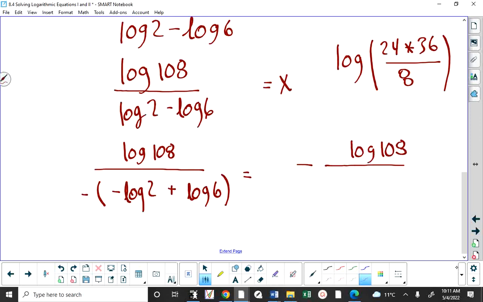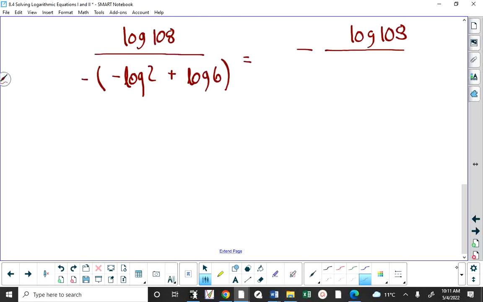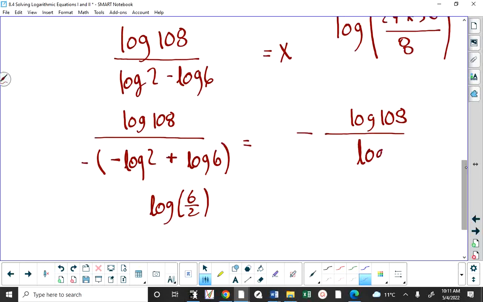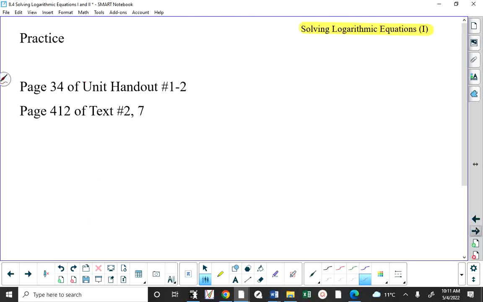And on the bottom I can put these together as a single argument, which would be log of 6 over 2, because this is a positive and this is a negative log, which is log of 3. So there's a very tidy way to write our answer. By the way, you cannot divide 108 by 3. There's no rule for dividing logarithms. There's a rule for a log of a quotient. So, page 34, 1 and 2, page 412, 2 and 7.